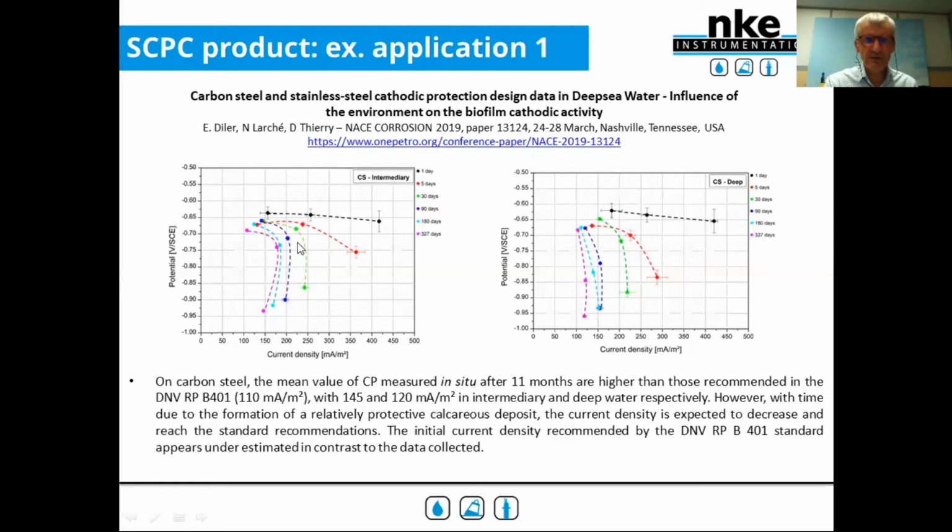The second one used an aluminum indium anode and a 66 ohm internal resistor, and the third one used an aluminum indium anode and a 33 ohm resistor. So you see the variation of the potential during the time at 1,000 meter depth and 2,000 meter depth with another batch of SCPC. The main information is that the initial current density recommended by the standard appears under the estimate, in contrast to the data collected.